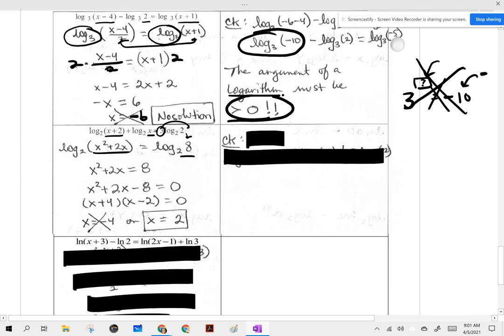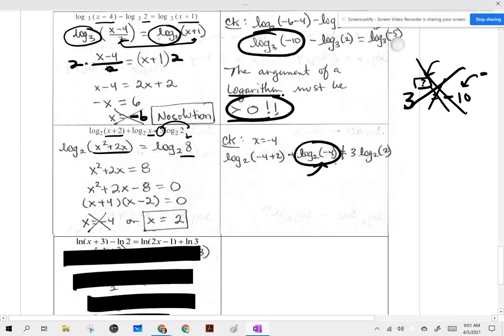But we need to check, okay? So don't cross this off yet. We need to check it. So let's check x equals negative 4. So I have negative 4 plus 2. I'll do this over here. The fact is, right here, I can automatically say that's going to be impossible, right? Because our argument cannot be negative.